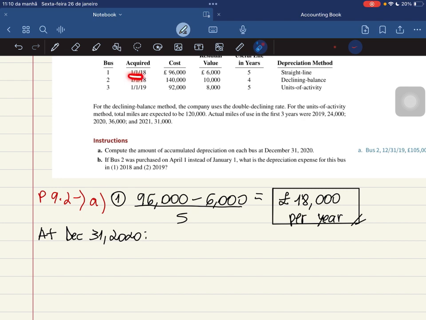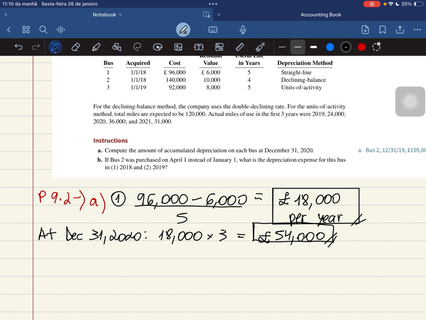But again, this is January 1st. We want to see it at December 31st. So 1 more year has passed. This is why we actually have to multiply this number by 3 to get a total of 54,000 pounds. And this is the depreciation of your first bus.